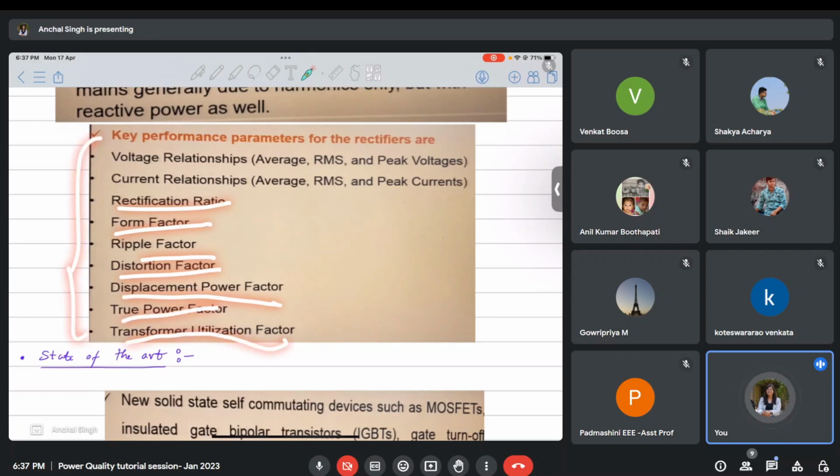All these parameters we have already discussed and studied in our basic course on power electronics, and these performance parameters are used for defining any kind of AC to DC converter.